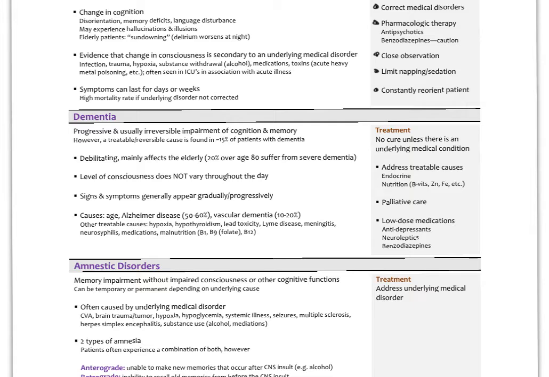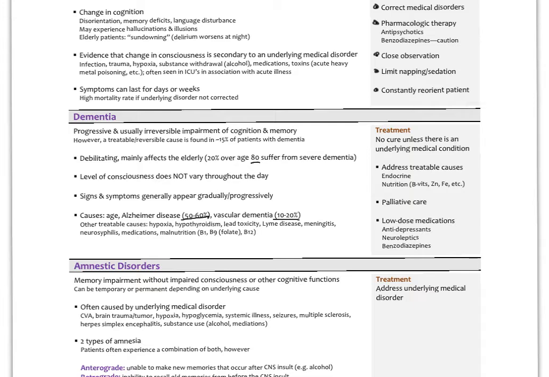It's debilitating and mainly affects the elderly. So 20% over the age of 80 suffer from severe dementia. And the level of consciousness typically does not vary throughout the day. So it's going to be just the same level of impairment throughout the day, no sundowning effects. Signs and symptoms generally appear gradually and progressively. And the causes are increased age, but most commonly it's going to be either Alzheimer's disease or vascular dementia. Those are the two most common. And vascular dementia is when there is inappropriate blood flow to the brain, and that's usually due to severe atherosclerosis.